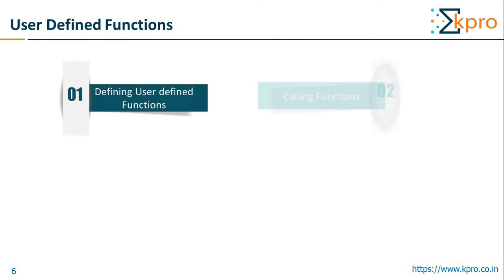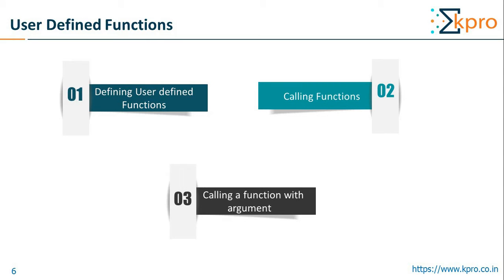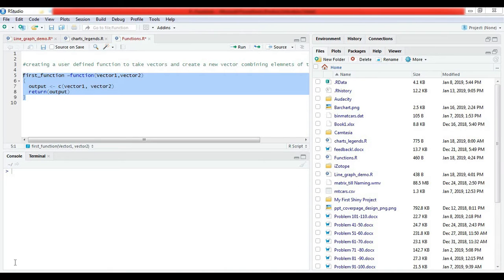Now we will learn how to create a user-defined function, how to call a function, and how to call a function with arguments using RStudio. Now let's suppose we want to create a function which will take input from two vectors and create another vector which will have the elements of these two vectors. So here we have defined our function, we have given a name to our function, then we have used the keyword function and we have passed the arguments, which are vector 1 and vector 2. Then we have started with the function body and then we have written the statements that were required for getting the desired result and then we are returning that output.